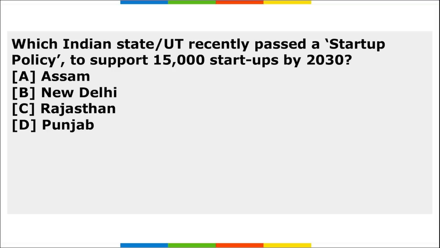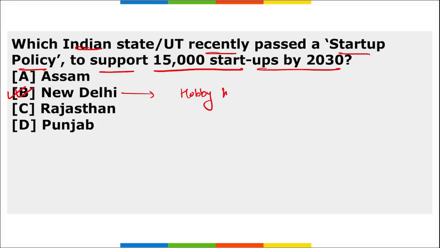If I ask you, which Indian state recently passed a startup policy to support 15,000 startups by 2030? So remember, this scheme was started by New Delhi. New Delhi has also started hobby hubs. They have also started the My EV portal. This is to promote e-autos, electric autos, and hobby hubs will be launched in the government schools of Delhi.